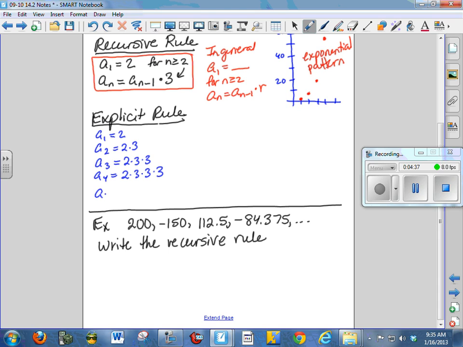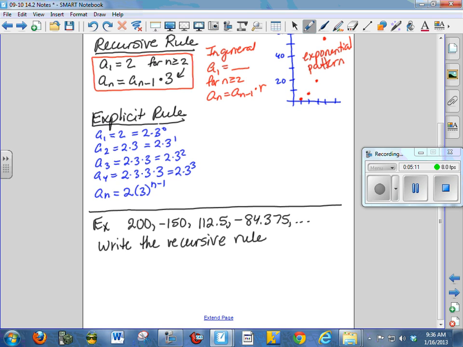So a sub n is 2, and when I'm multiplying repeatedly, that's an exponent. So I can say a sub 2 is 2 times 3 to the first, a sub 3 is 2 times 3 squared, a sub 4 is 2 times 3 to the third. I could say a sub 1 is 2 times 3 to the 0. So in general, a sub n is 2 times 3 to the n minus 1. So we have an exponential function, which is what we expected.